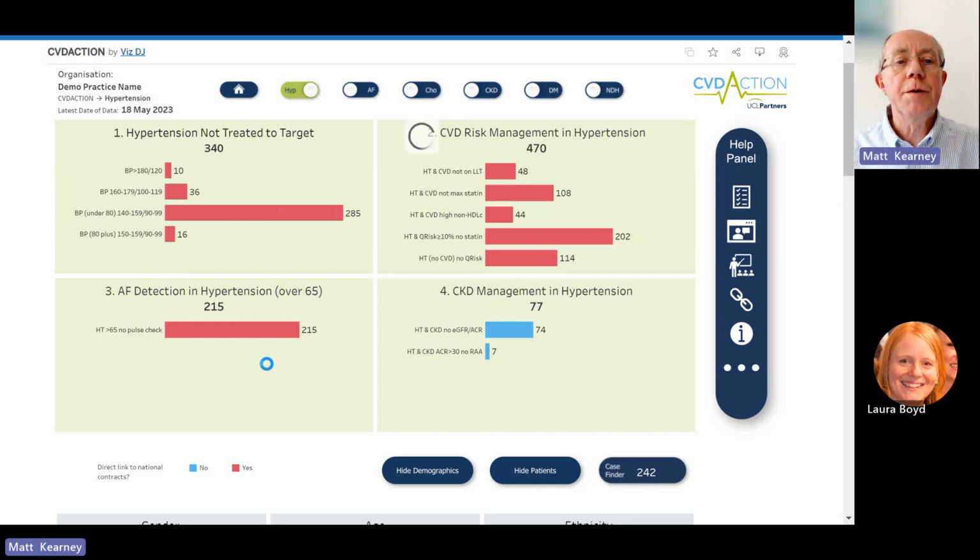The AF domain identifies patients with hypertension who've not had a pulse check in the last year, so identifying potential atrial fibrillation, and then patients with both hypertension and CKD who've either not had the blood and urine tests or they're not on appropriate therapies. So if I move to the atrial fibrillation dashboard, you'll see a similar approach.